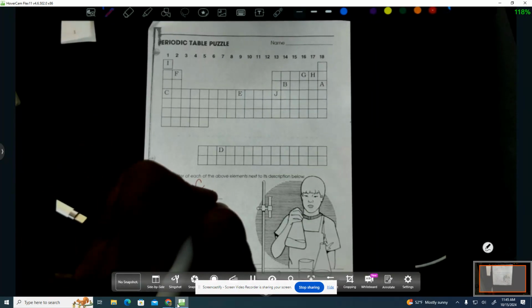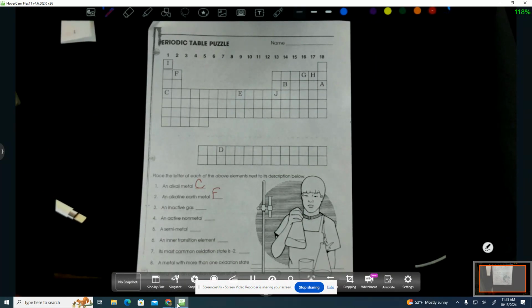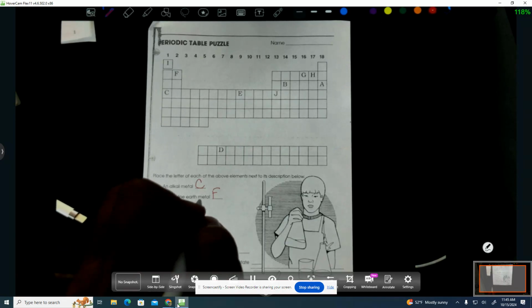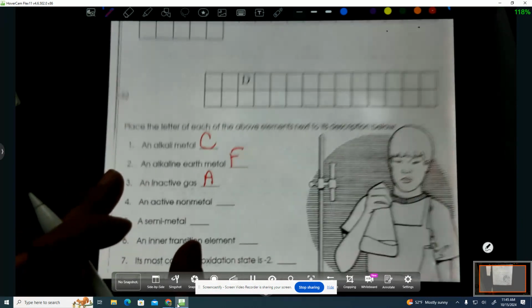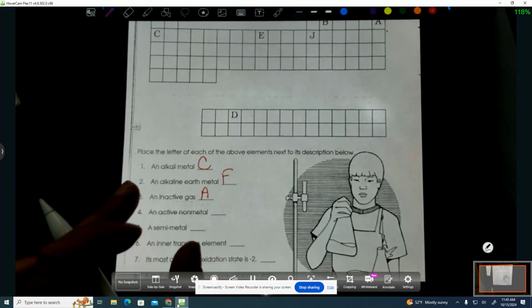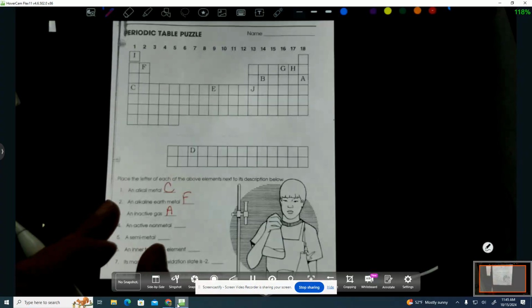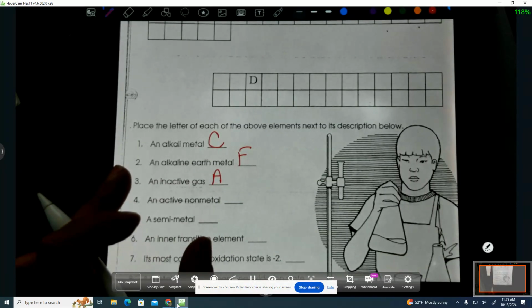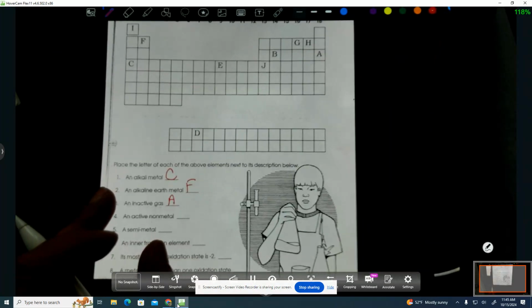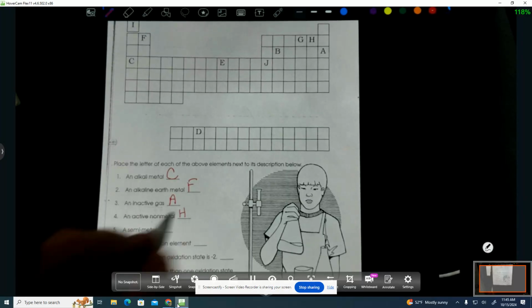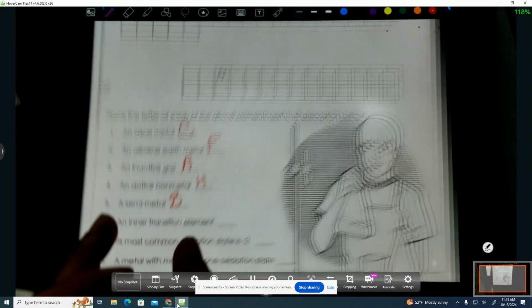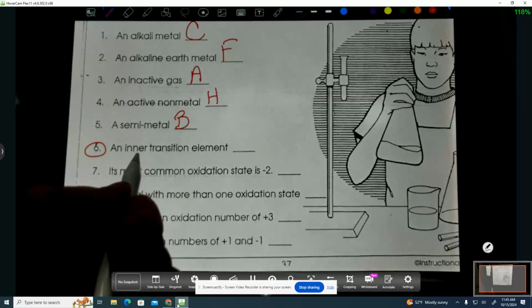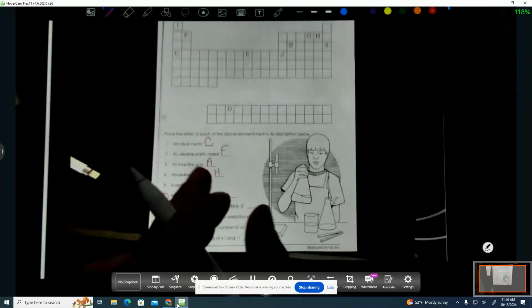That one's easy. F. An inactive gas. A, B, C. Oh, A. An inactive gas. An active non-metal. Oh, I read it wrong. All right, an active non-metal. I'm going to go with H. A semi-metal. B. All right, number 6. An inner transition element.